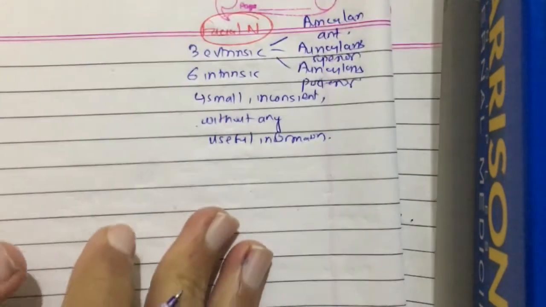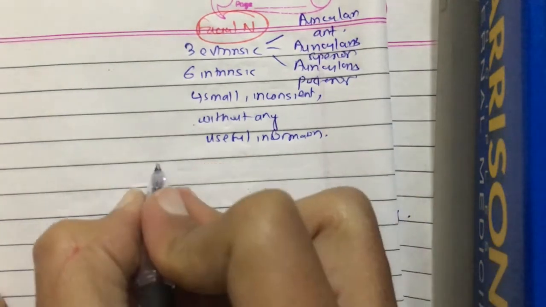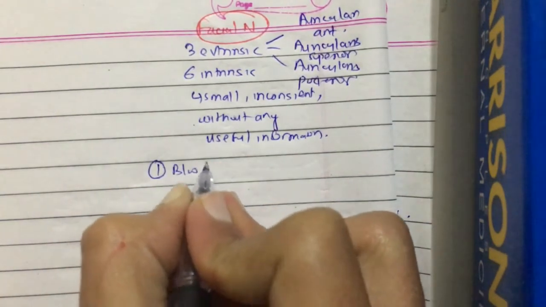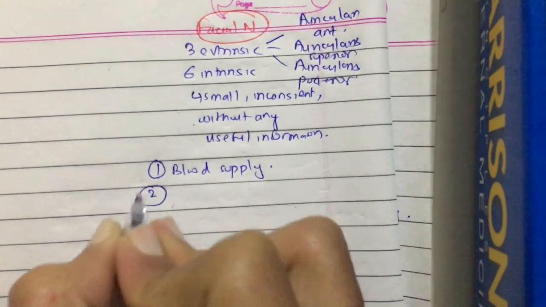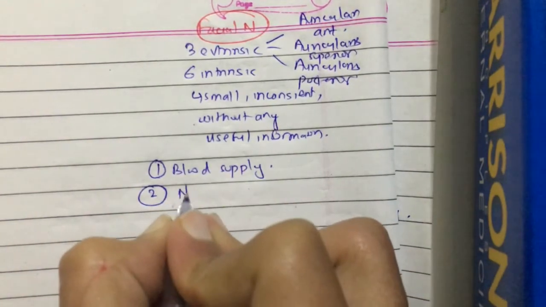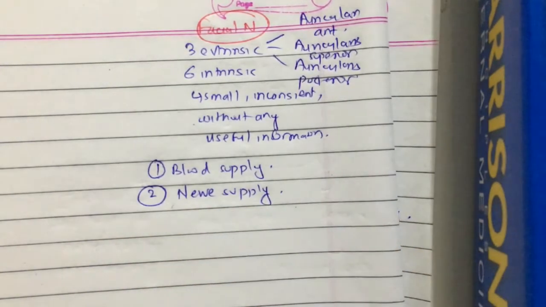Now the blood supply. It is an avascular structure, and it receives the blood supply from the perichondrium. First is blood supply. It is avascular and receives its blood supply from the perichondrium. And second is the nerve supply, how it is supplied by the nerves.